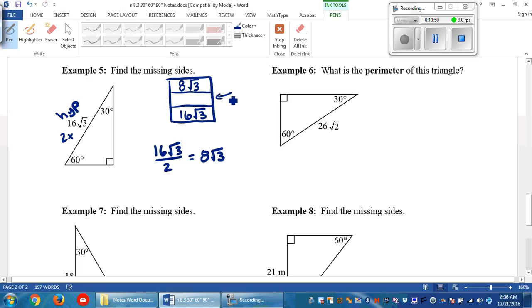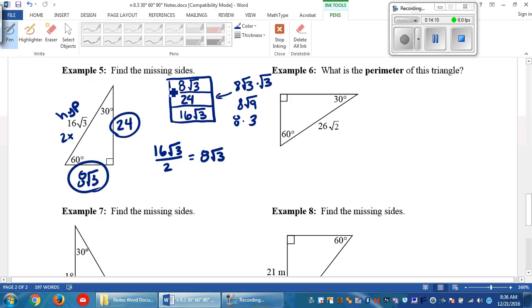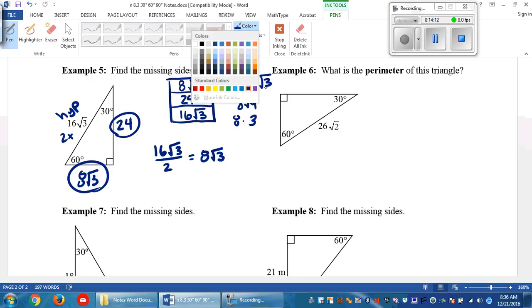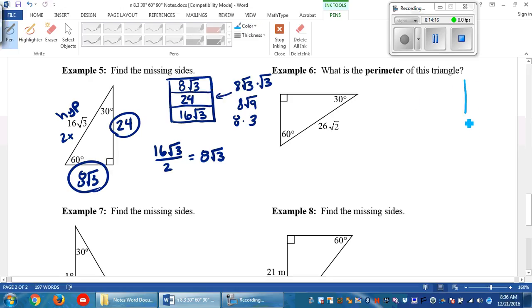And to get this one, we take the 8 root 3 and multiply by root 3. So this becomes 8 root 9, which is 3, and 8 times 3 is 24. So here's 8 root 3, and this side is 24. So we found the missing sides, no perimeter needed on this one. Hopefully you scored that correctly. Alright. Next one.